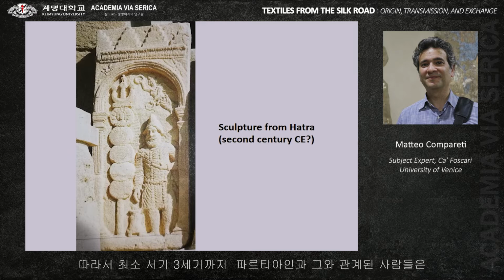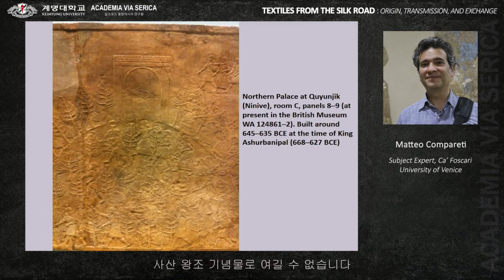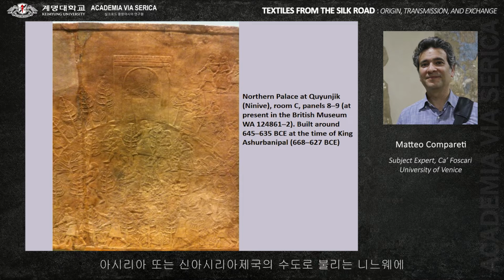So, Parthians and people connected to the Parthians, at least until the 2nd, 3rd century CE, knew structures like this. That's why we cannot consider Takebustan a specific Sasanian monument. Moreover, we have to jump many centuries earlier in Nineveh, the so-called capital of the Assyrian, or better, Neo-Assyrian Empire. We already have something which is very similar to Takebustan.